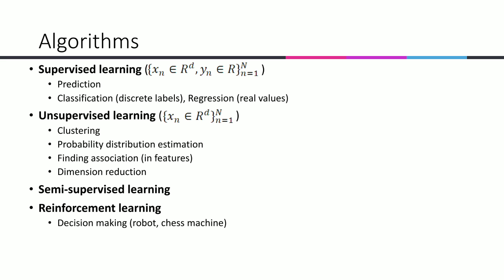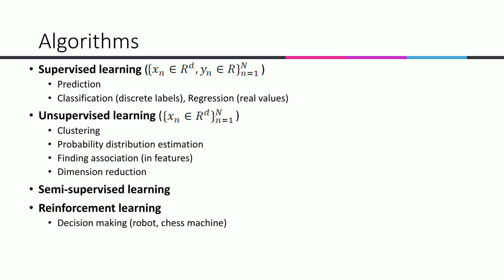For classification, discrete labels are considered, and for regression, real values are considered. Then in unsupervised learning, there is no label data set, meaning a label is not available for the given input features. Clustering, probability distribution estimation, finding associations in features, and dimension reduction come under unsupervised learning. Here no label is provided with the input features. Clustering gets formed with similar kinds of data.